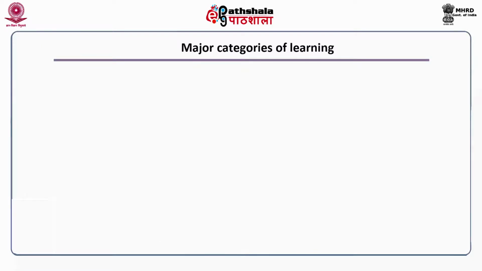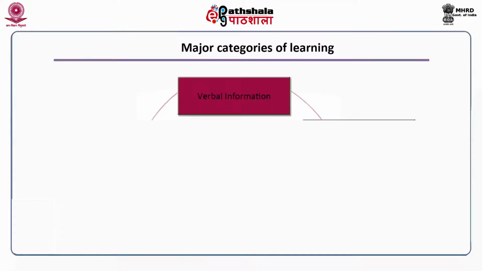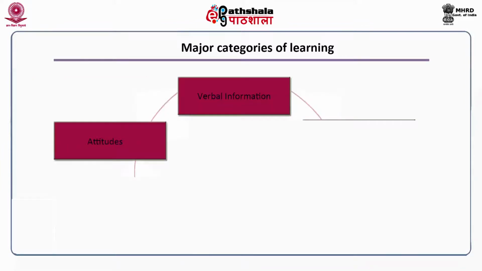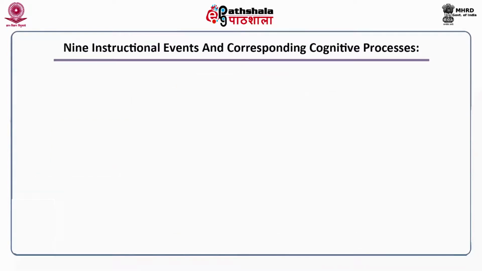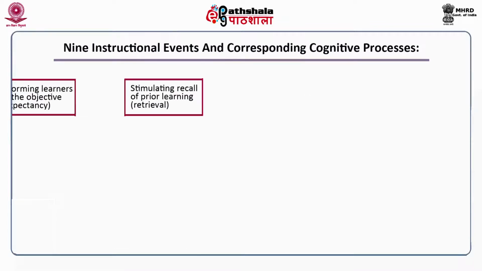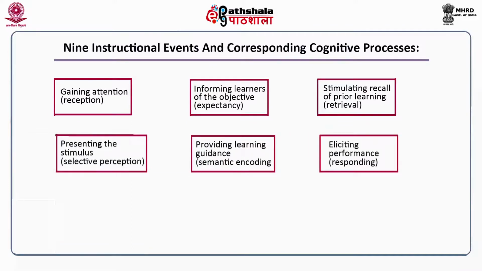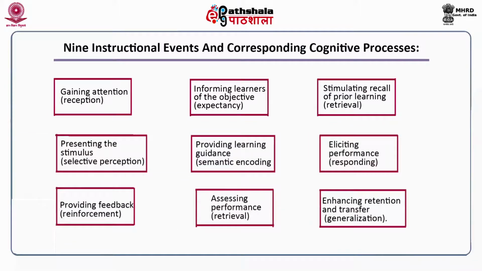The major categories of learning can be seen in this diagram: verbal information, intellectual skills, cognitive strategies, motor skills and attitudes. The 9 instructional events and corresponding cognitive processes can be seen in this diagram. For gaining attention, the cognitive process is reception; informing learners of the objective, the cognitive process is expectancy; stimulating recall of prior learning, the cognitive process is retrieval; eliciting performance, the cognitive process is responding, and so on and so forth.